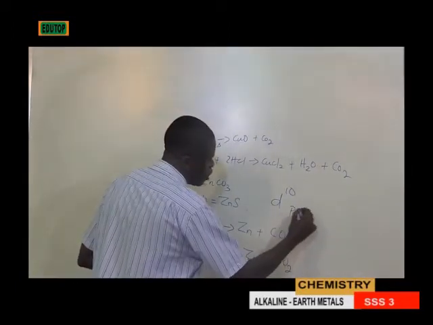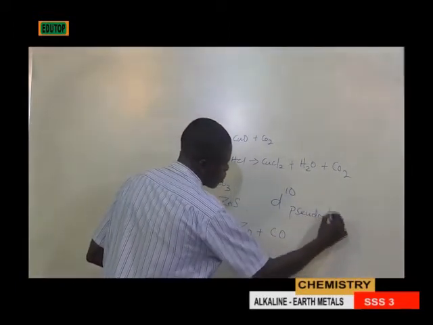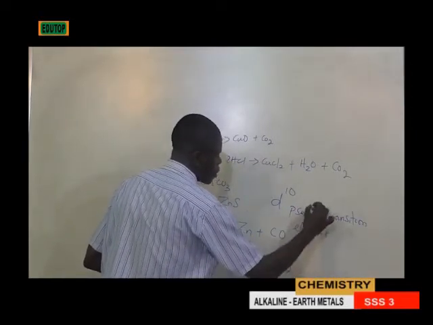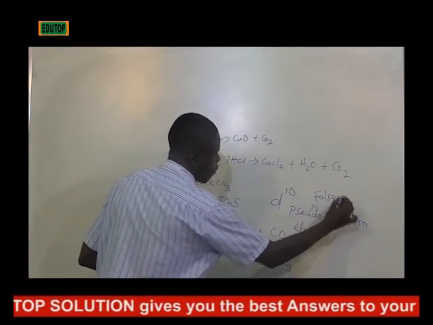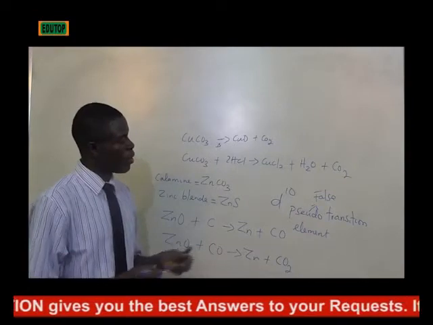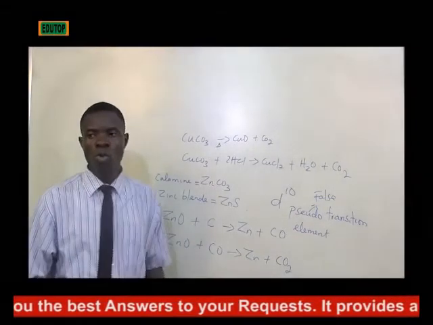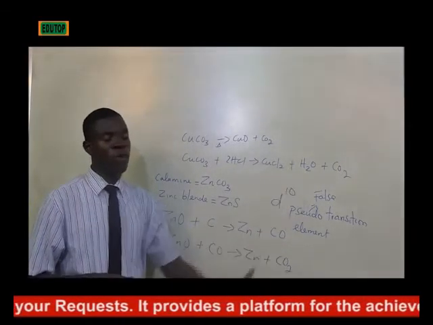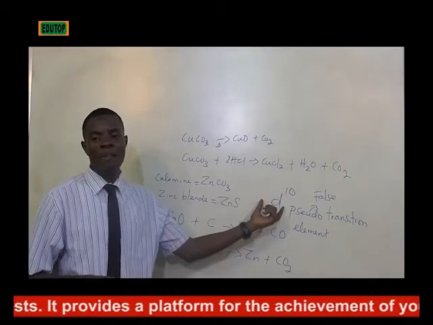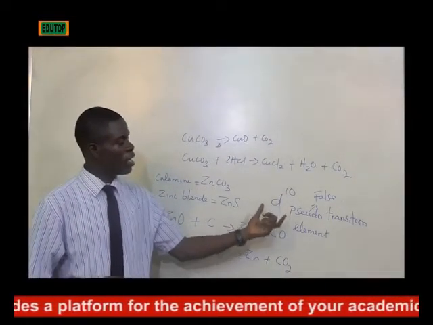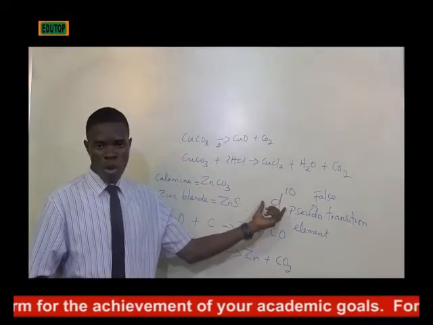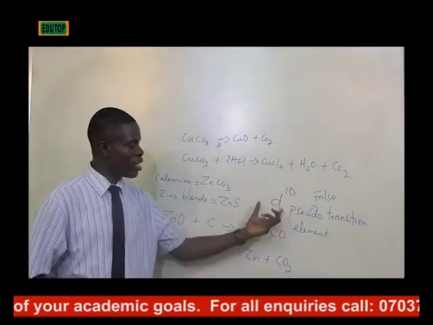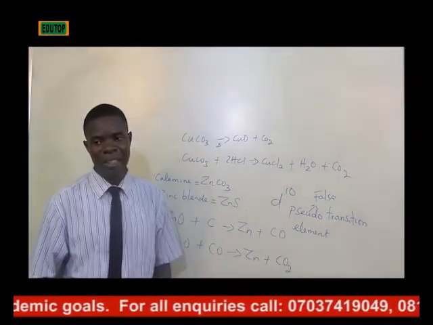They are called pseudo transition elements. Pseudo means false. So they do not behave as true transition elements because their d orbital is fully filled. That is why it does not have a variable oxidation state. It has a +2 state. This metallic ion is not colored because the d orbital is fully filled, and it is not used as a catalyst.